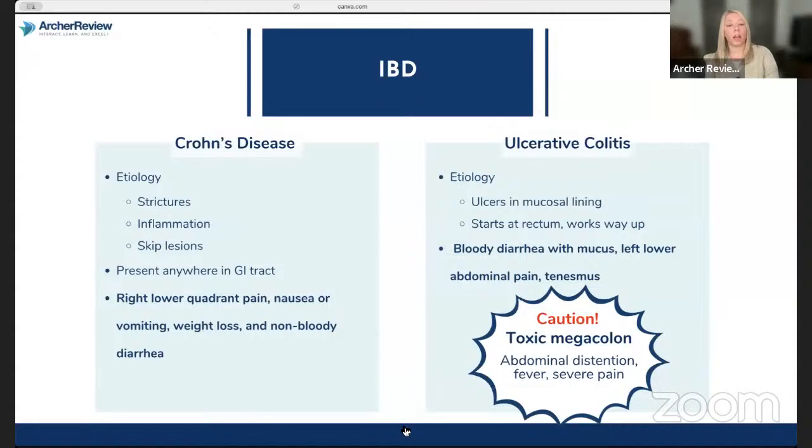Another thing we'll want to watch out for with ulcerative colitis is toxic megacolon. This is essentially where the colon widens and can actually perforate. So any signs of abdominal distension, fever, and severe pain, we want these patients to go to the ED right away.